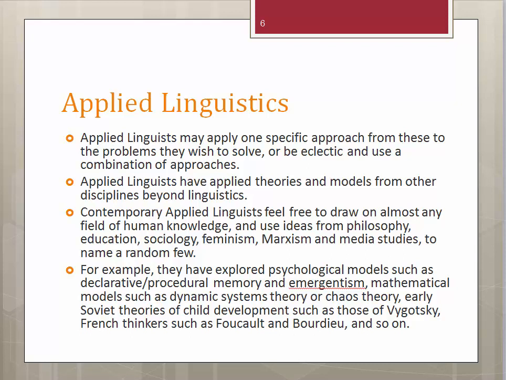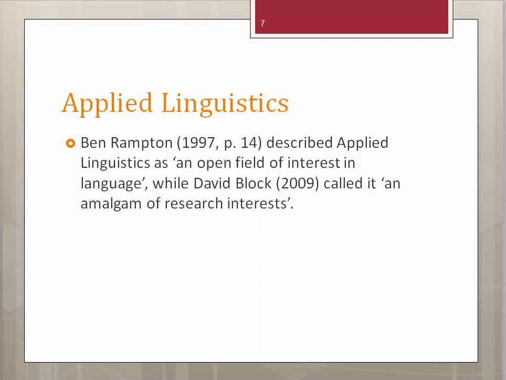For example, they have explored psychological models such as declarative and procedural memory and emergentism, mathematical models such as dynamic systems theory or chaos theory, early Soviet theories of child development such as those of Vygotsky, French thinkers such as Foucault and Bourdieu, and so on. Ben Rampton described applied linguistics as an open field of interest in language, while David Block called it an amalgam of research interests.